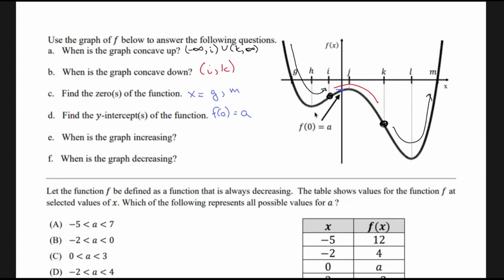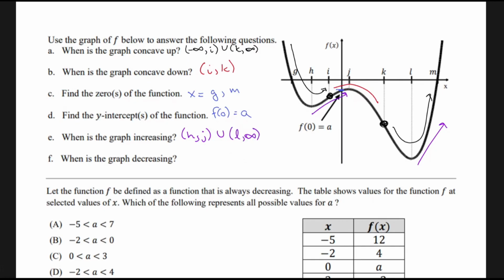And that happens from H to J, you are increasing, and then all of a sudden decreasing, and from L to forever. So we will say the graph is increasing from H to J. Don't include either of those, because at H, you're doing neither. You're at a zero slope. So H to J, union, and then L to infinity.